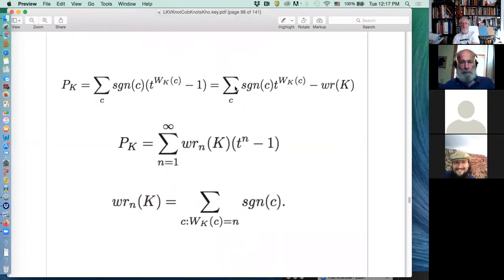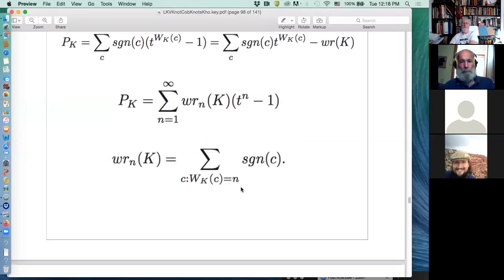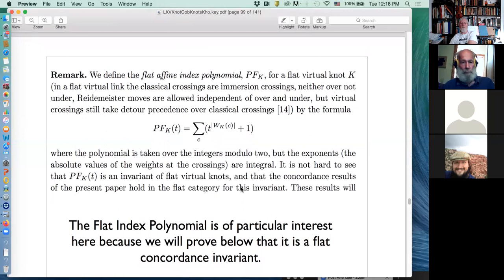So I remind you of the definition of the polynomial again. You can think of it as the sum of the signs times t to the weight of the crossing minus one, which accomplishes a subtraction of the writhe. And you might want to rewrite it in other ways, but I won't bother you with that. So here is a variant that I think is interesting. I call this the flat affine index polynomial. And what I'm going to do is take it mod 2 as a polynomial, and take the absolute values of the integral weights. You can then check that this is an invariant of flat knots, and it's a concordance invariant of flat knots as well.